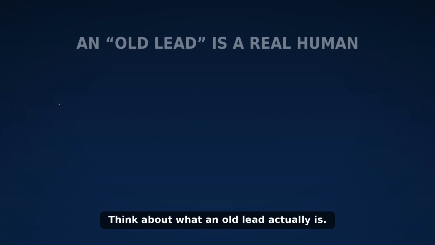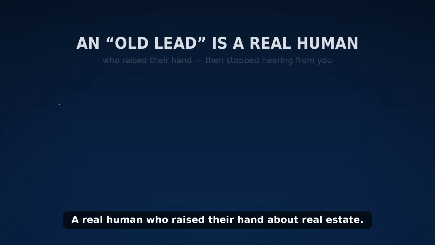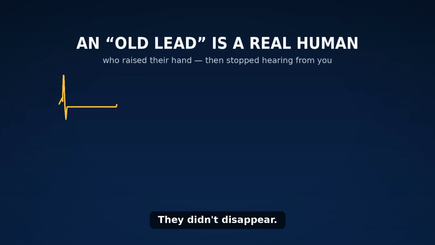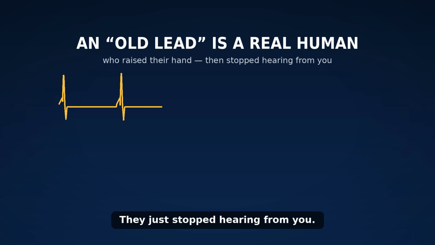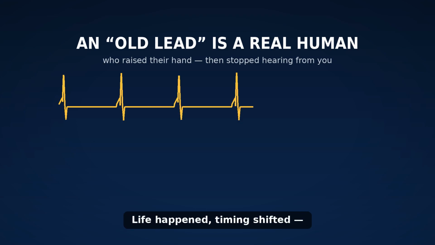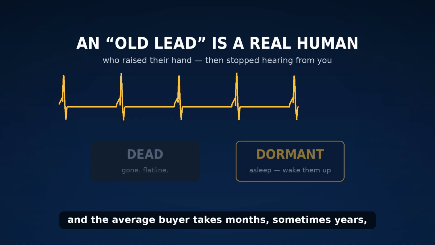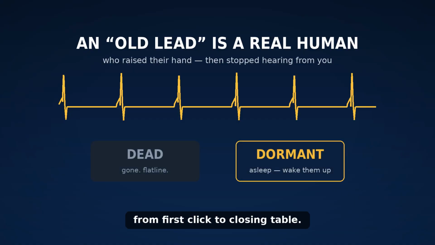Think about what an old lead actually is. It's a real human who at some point raised their hand about real estate. They didn't disappear, they just stopped hearing from you. Life happened, timing shifted, and the average buyer takes months, sometimes years, from first click to closing table. Your database isn't dead, it's dormant. Those are very different things.